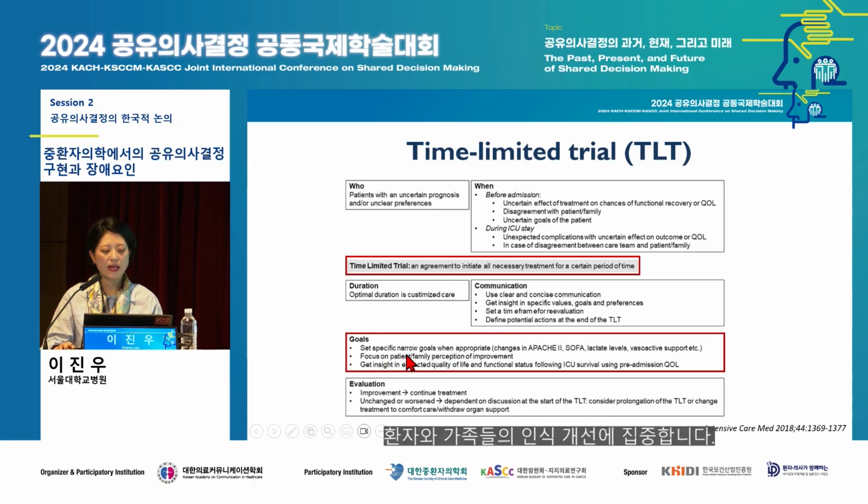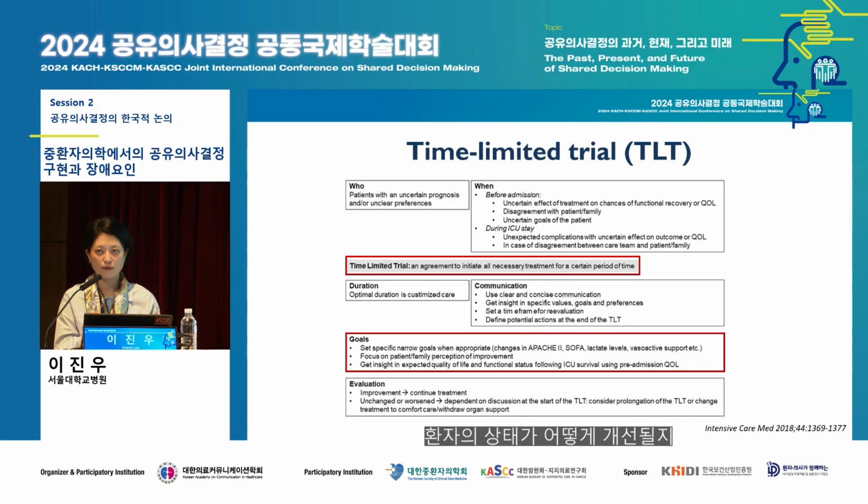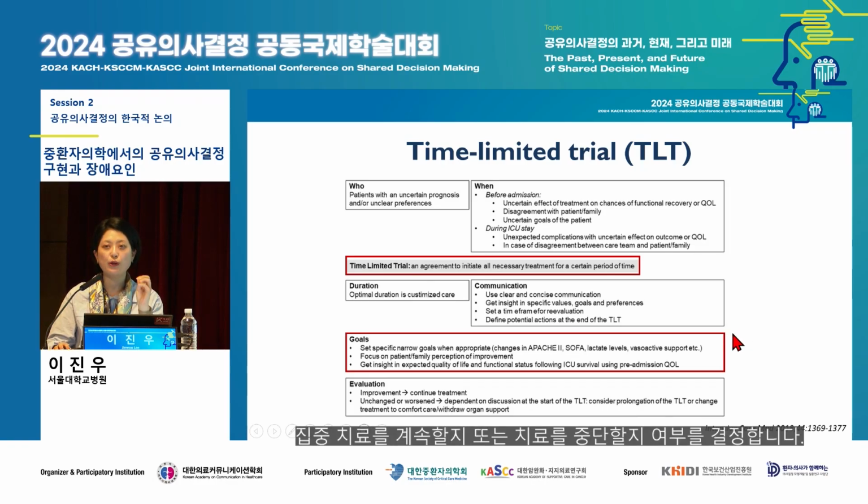And then you focus on the patient's and family's perception of improvement. There's usually a huge gap between the patient's and family's perception of how the patient is going to improve and the medical professional's opinion. But through SDM, you close the gap. They usually have better insight into the expected quality of life, not just life and death, but quality of life after being discharged from the ICU. And with those closed gaps, we make a decision whether to continue intensive care treatment or discontinue treatment.